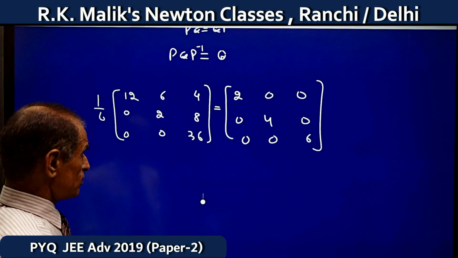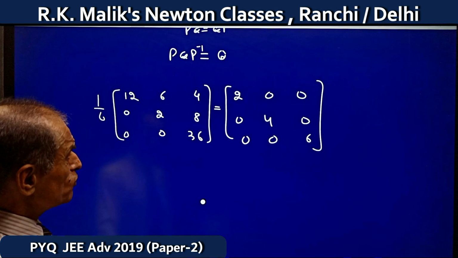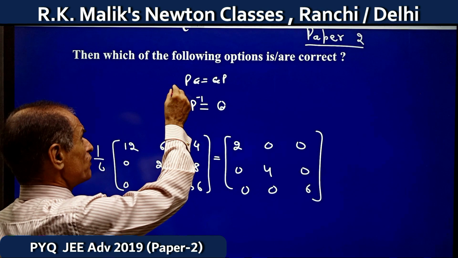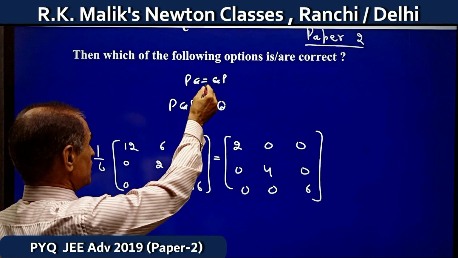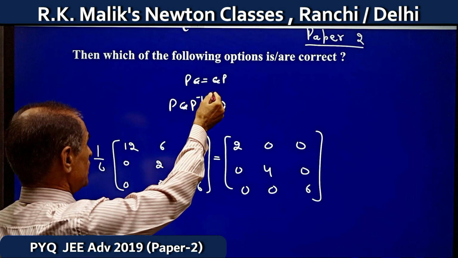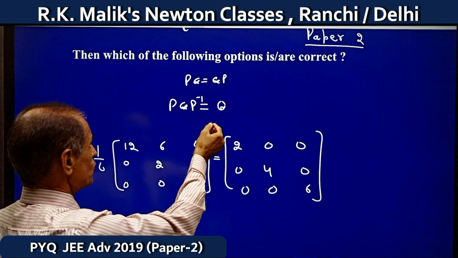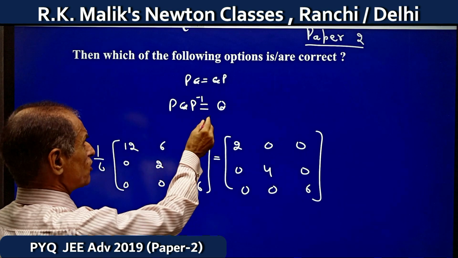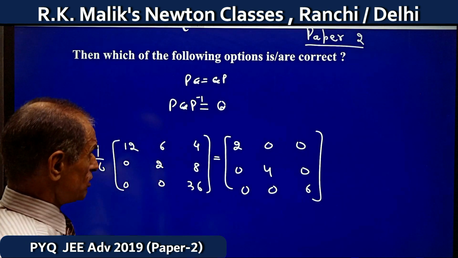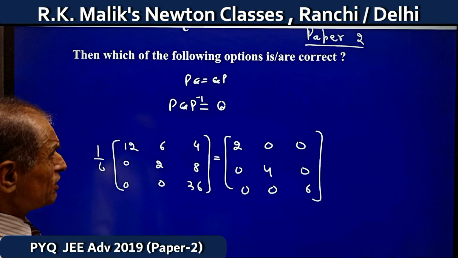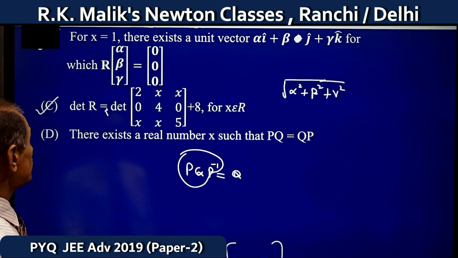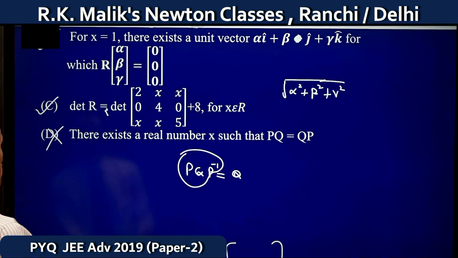Clearly they are not equal. Again, let me tell you that the only possibility when these two could be equal was x equal to 0, and we have found that for x equal to 0 they are not equal. Hence there is no value of x for which PQ is equal to QP. Hence D choice is wrong.